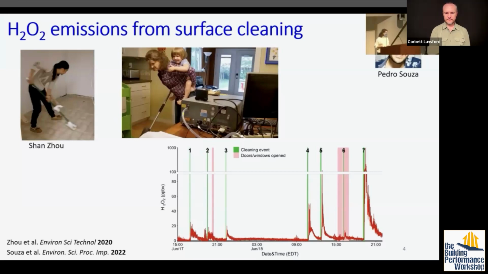The decay rate constants that we measured were on the order of 10 per hour to 20 per hour, which was much faster than could be due just to air exchange, because the air change rates were about 1 per hour. So we thought this might be due to surfaces. See, I do talk about surfaces.